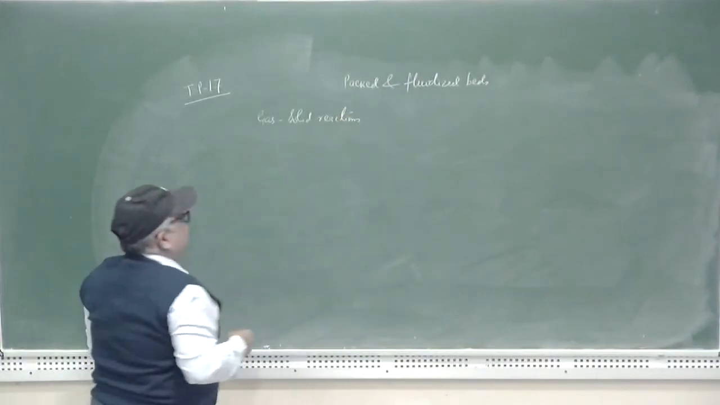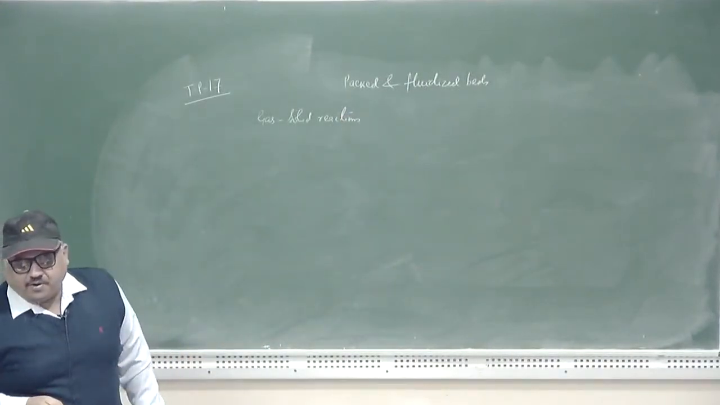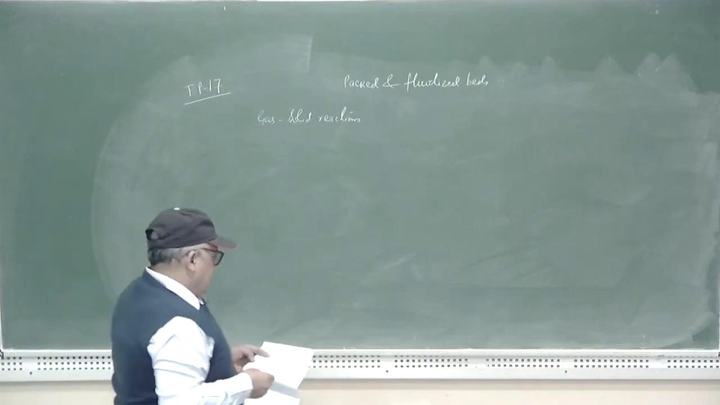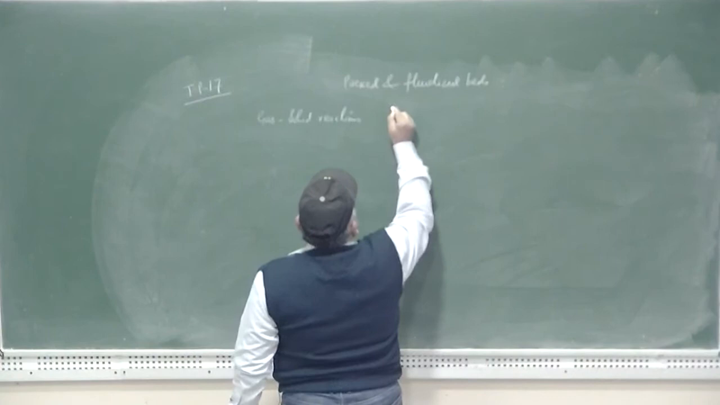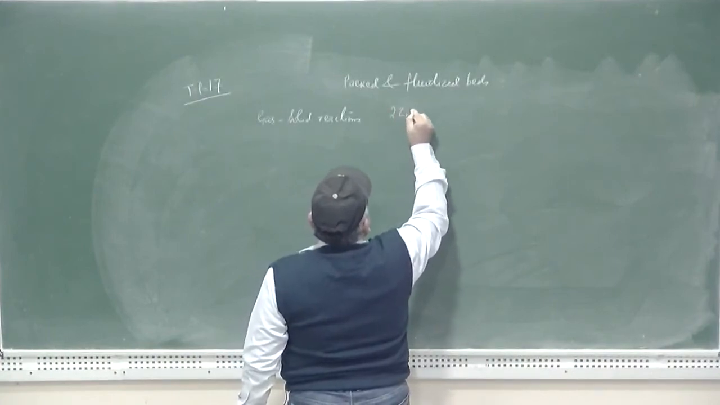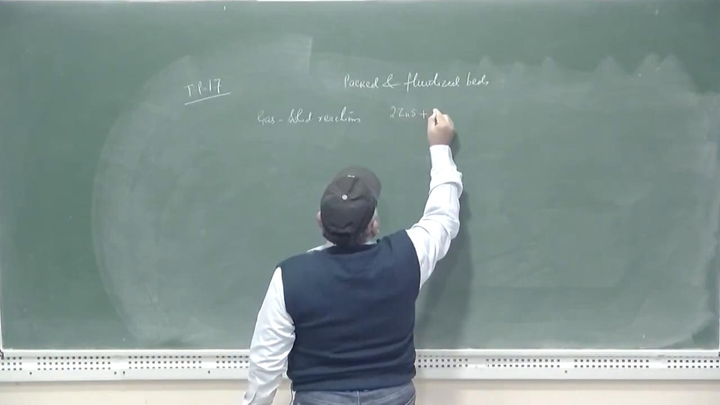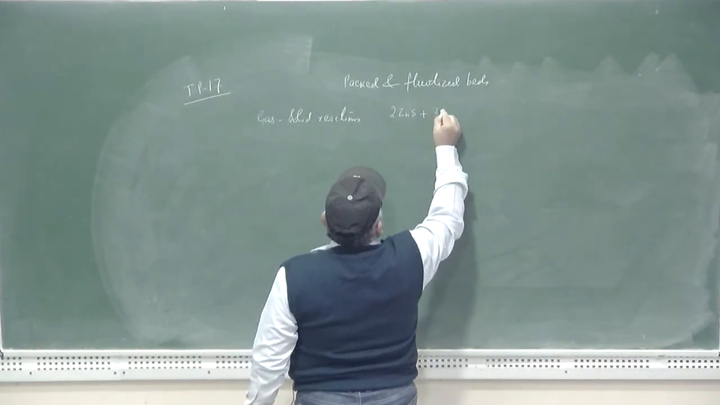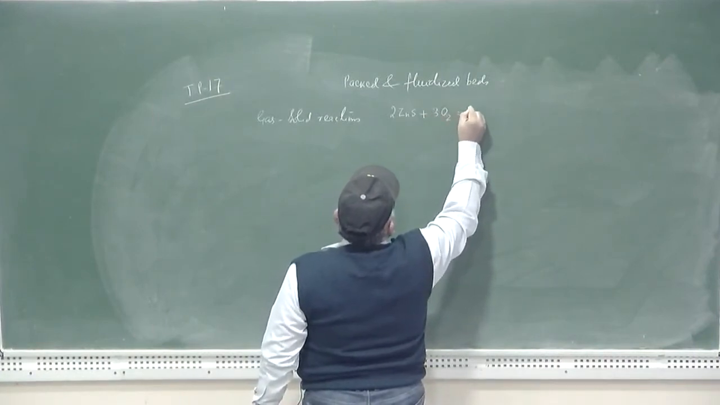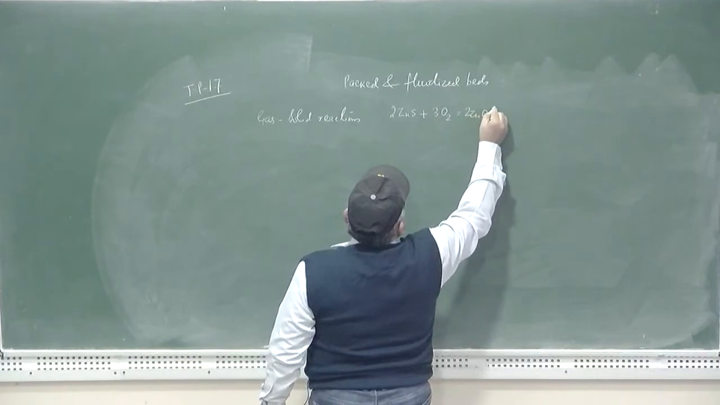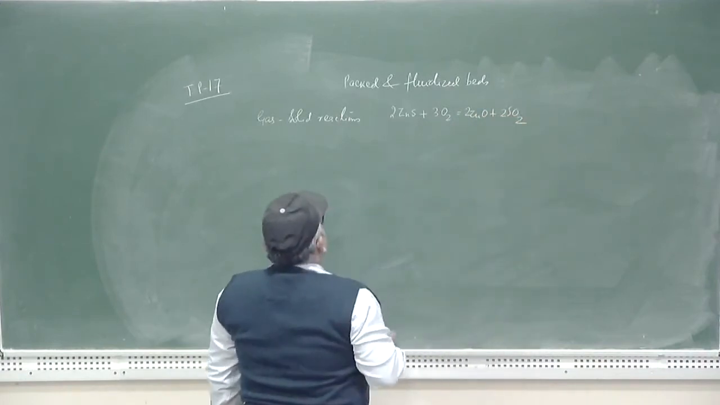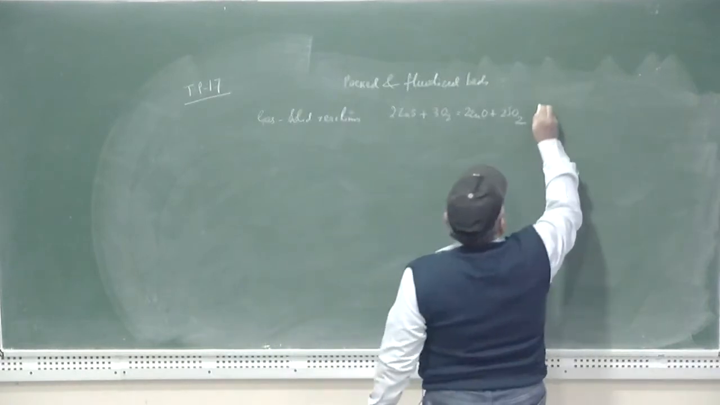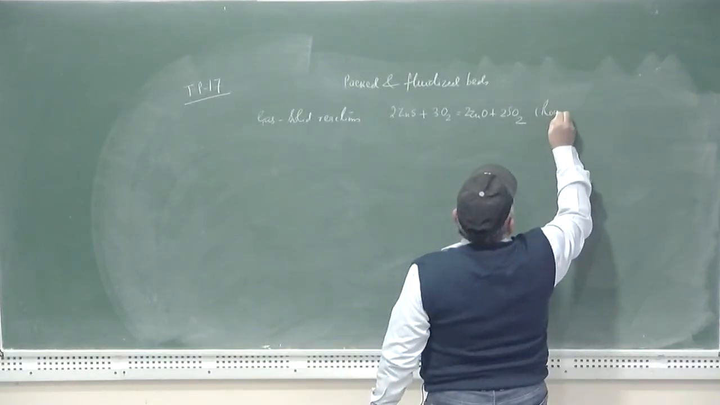The important gas-solid reactions of metallurgical importance are: first is the roasting of metal sulfide, that is, it is called roasting of metal sulfide.